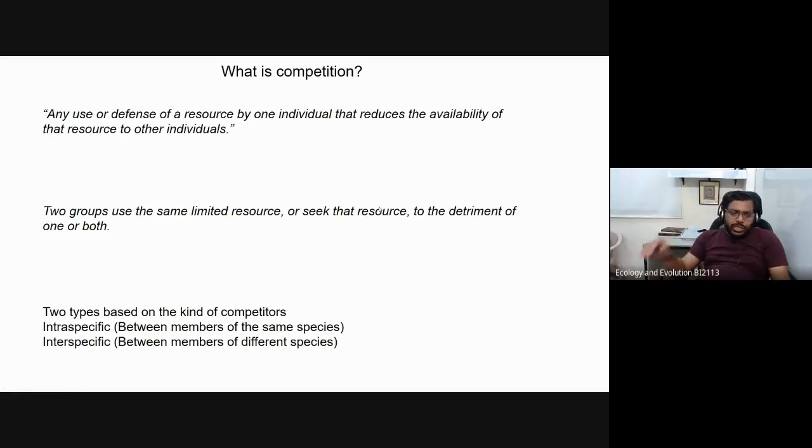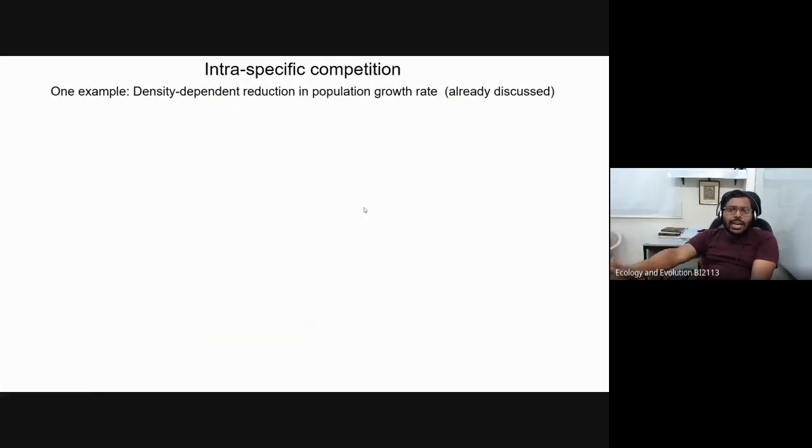Based on who is competing, you can roughly divide competition into two types: intraspecific, where competition is happening between members of the same species, and interspecific, where competition is happening between members of different species. The density dependent growth that we studied is an example of intraspecific competition, which ends up affecting the growth rate of the population, and also reduces the growth rate of individuals, which gets reflected as the reduction in the population growth rate.